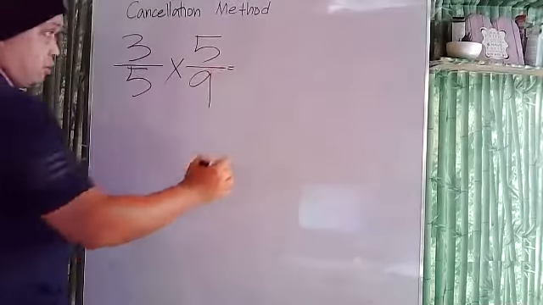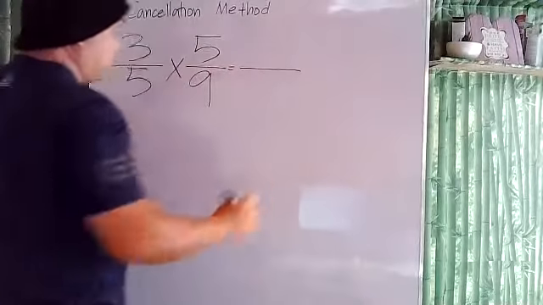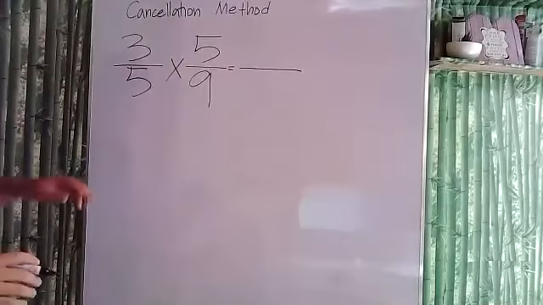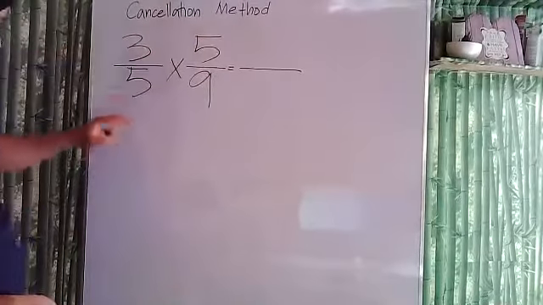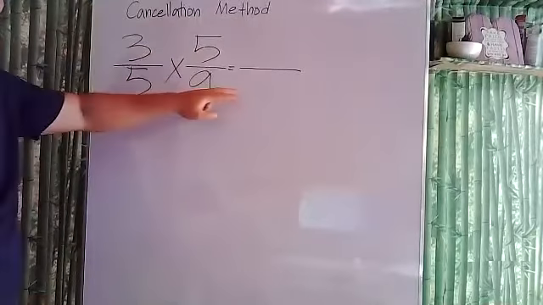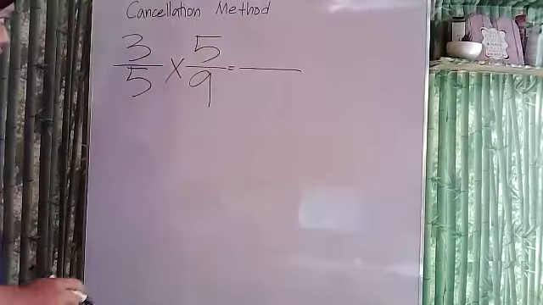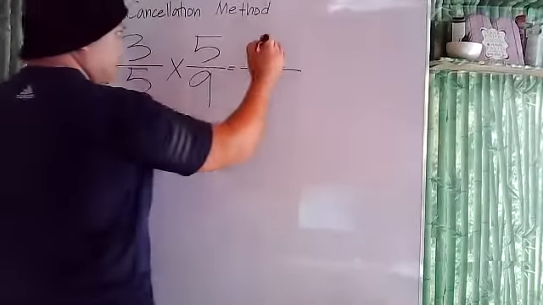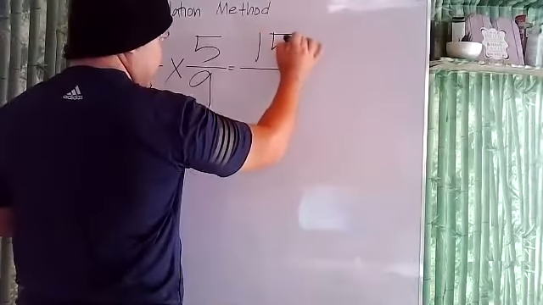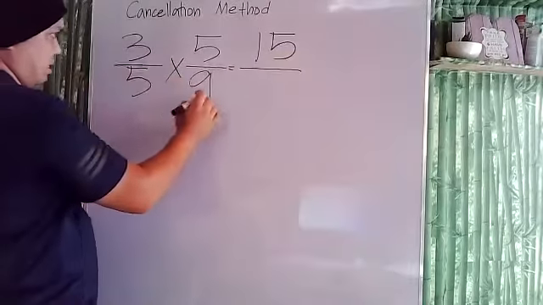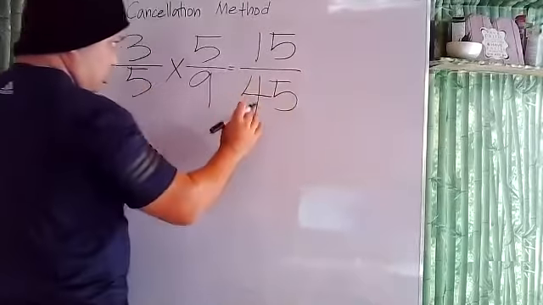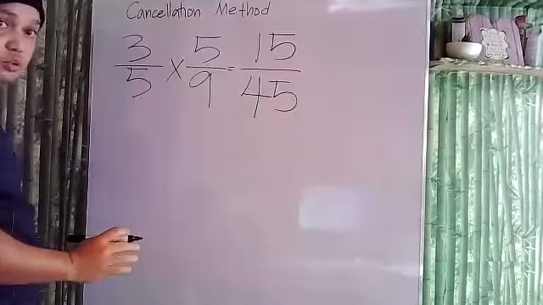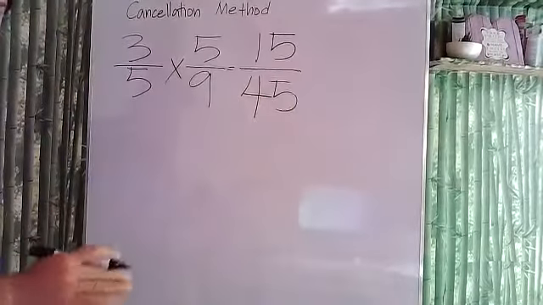To use the long method in multiplying fractions, you multiply the numerators and multiply the denominators. 3 times 5 is 15. Now 5 times 9 is 45. Okay, so this is our answer. But you have to simplify your answer if possible.